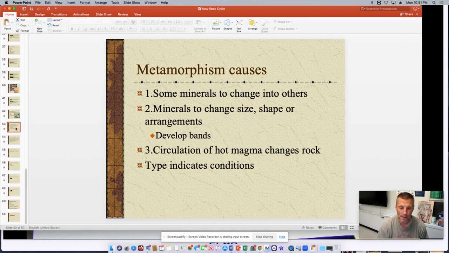Circulation of hot magma can change the rock, and the type of change that occurs indicates the conditions under which those changes occurred.